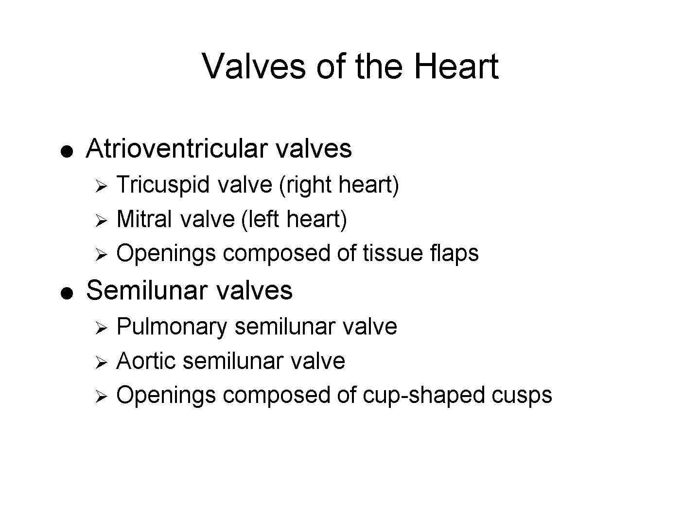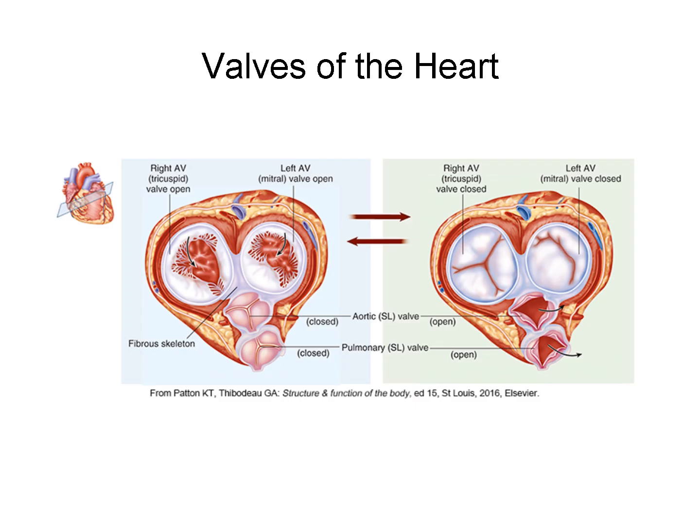Atrioventricular valves, including the tricuspid and mitral valves, are located between the atria and ventricles. Semilunar valves, the pulmonary and aortic valves, are found between the ventricles and major arteries. These structures open and close in response to pressure changes during the cardiac cycle. Each valve is uniquely shaped to support its function.